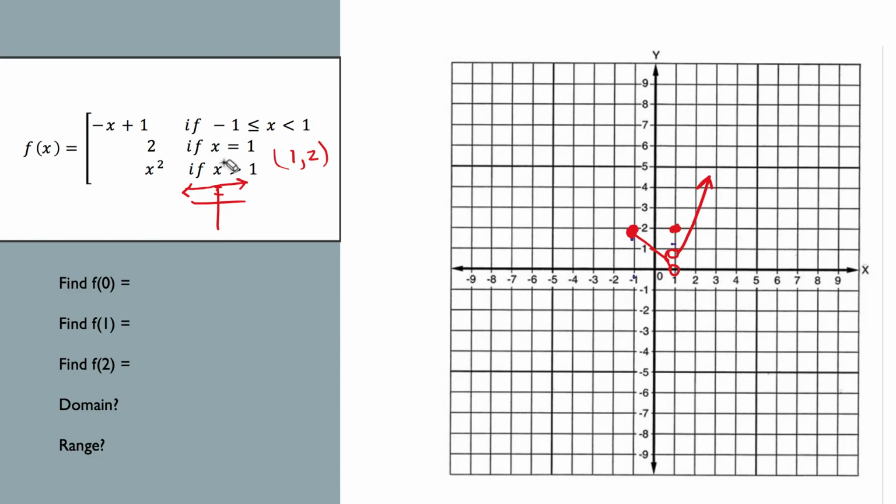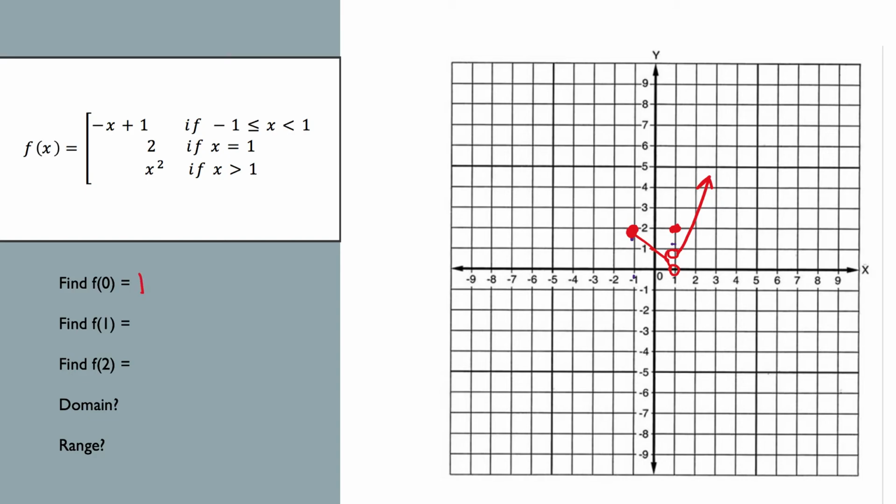Okay, so now we have our graph drawn. We're going to go ahead and answer the questions underneath. All right, so the first question says to find f of 0. So we need to look at where the x value is 0 on the graph. If x is 0, we can see the y is going to be 1. So I'm going to go ahead and write that down.